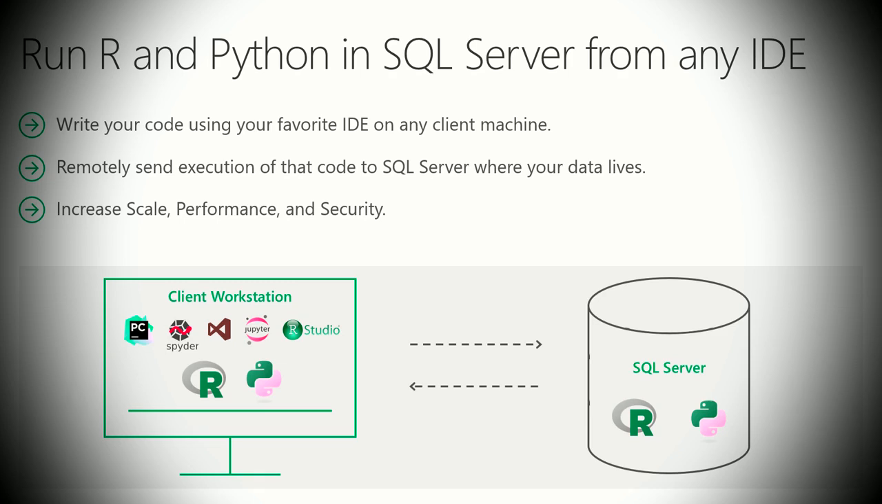No more waiting on long network transfers over ODBC connections, no more need to extract sample CSV files to take to your client. Write your code where you want it and send the execution to SQL Server where your data lives. While this video will show you an example of Python in Jupyter Notebooks, you can do the same thing with R, and you can use any tool you like: RStudio, Visual Studio, VS Code, PyCharm, etc.